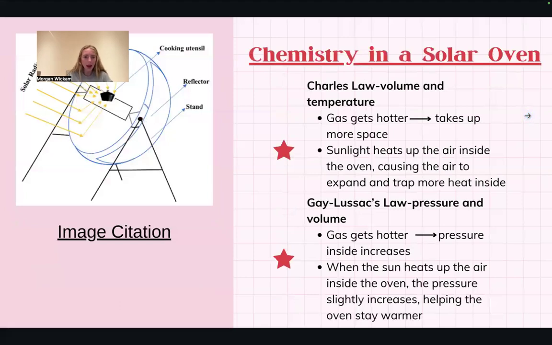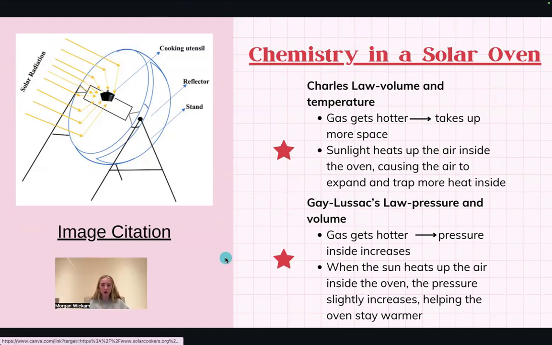Chemistry in a solar oven. So there's two main gas laws. We have our Charles's law, which uses volume and temperature, and our Gay-Lussac's law, which uses pressure and volume.